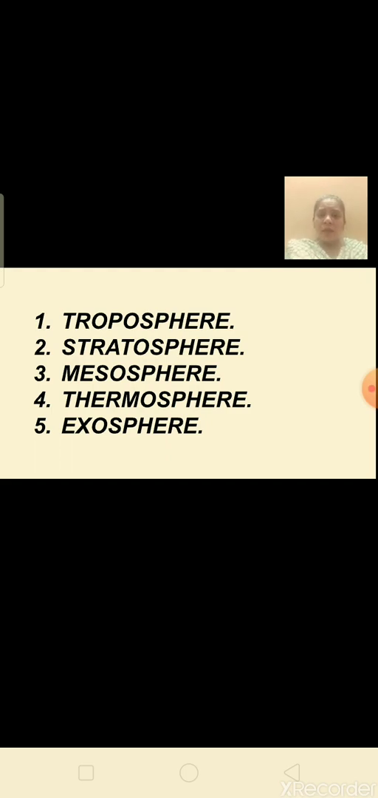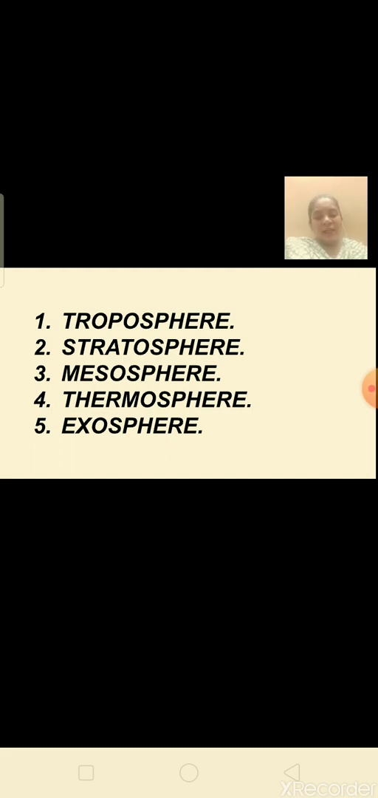The next one is the exosphere. The uppermost layer of the atmosphere is known as exosphere. This layer has a very thin air. Light gases like helium and hydrogen float into the space from here. Now with this, I end with the explanation of the first part of this chapter.